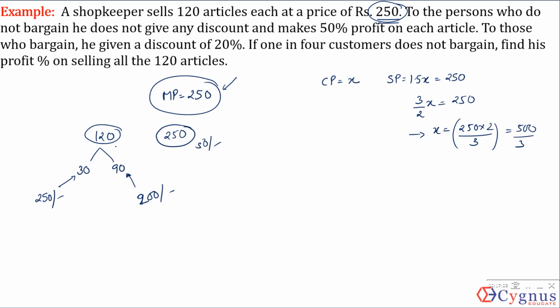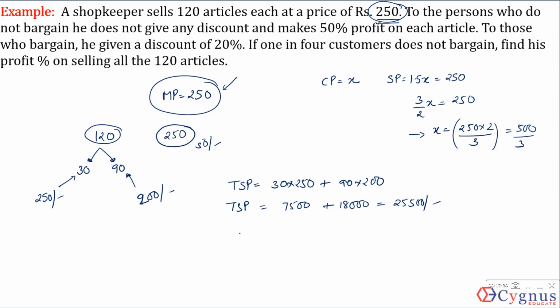And I know that out of these 120 articles, 30 articles were sold at a price of 250 and the remaining 90 were sold at a price of 200 each. So what's the total revenue? What's the total selling price? I can say that 30 into 250 plus 90 into 200. This 30 into 250 will give you 7,500. 90 into 200 will give you 18,000. So effectively, that shopkeeper will get 25,500 rupees. So this becomes the total selling price.